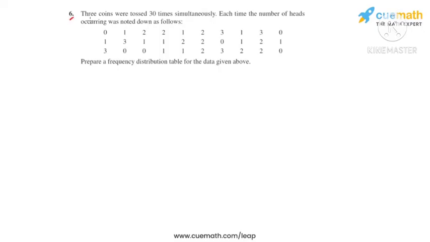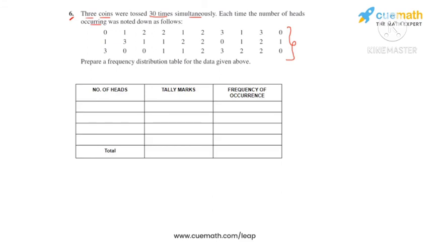Question number 6 says that 3 coins were tossed 30 times simultaneously. Each time the number of heads occurring was noted. So this is the data that we have about the number of heads occurring. We have to prepare a frequency distribution table for the data given above. So we make a table wherein we have number of heads, tally marks and the frequency of occurrence.